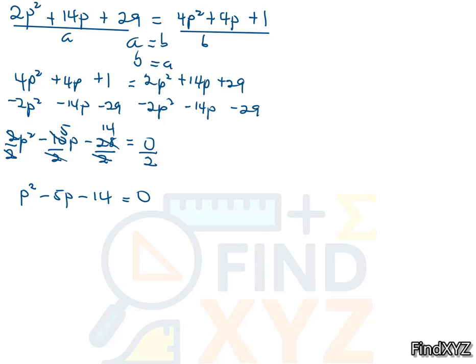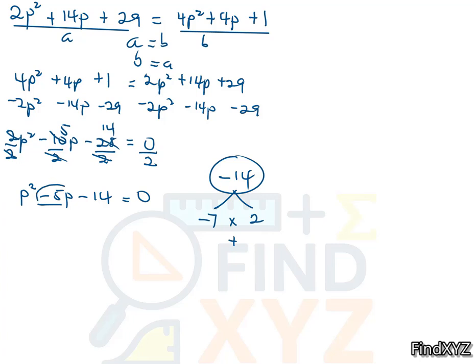Now we can use the method of factorization. Since the coefficient of P squared is 1, 1 times negative 14 will give us negative 14. Then we try a pair of factors that when we multiply, will give us negative 14, but when we add, will give us the middle term, which is negative 5. What are they? I can use 7 and 2, but which of them should I negate to make sure that the middle term becomes negative 5? I'll negate the 7. So if I multiply negative 7 times 2, I'll arrive at negative 14, and if I add these two terms, I'll arrive at negative 5.